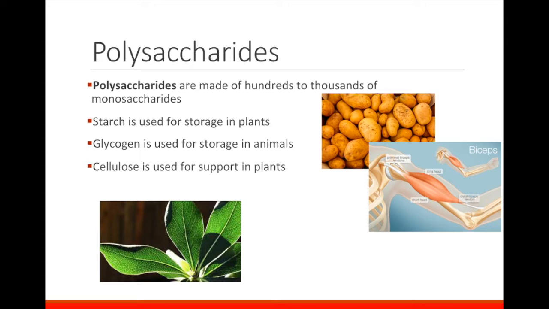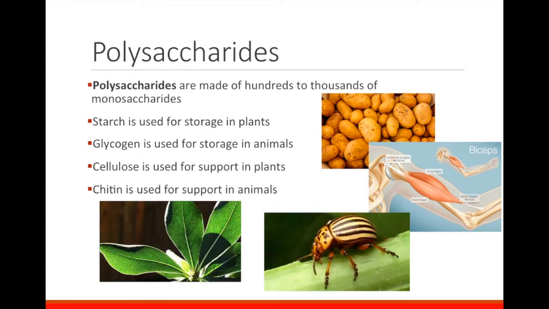Animals store carbohydrates in long chains of glucose called glycogen. We mainly store this in our muscles and liver. So anytime you eat animal meat, you are also eating glycogen. Animals use a polysaccharide called chitin for structural support. This can be seen, for example, in the exoskeleton of arthropods like this beetle. Insects use the sugar to build up the structure that helps them move and protects them.